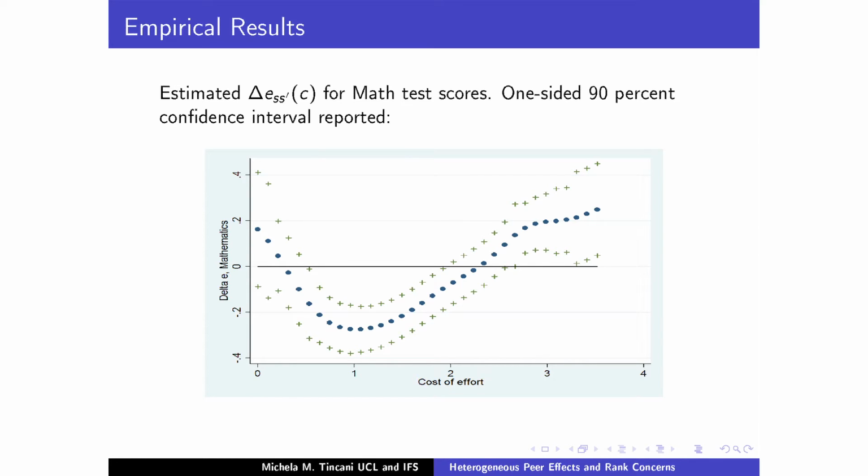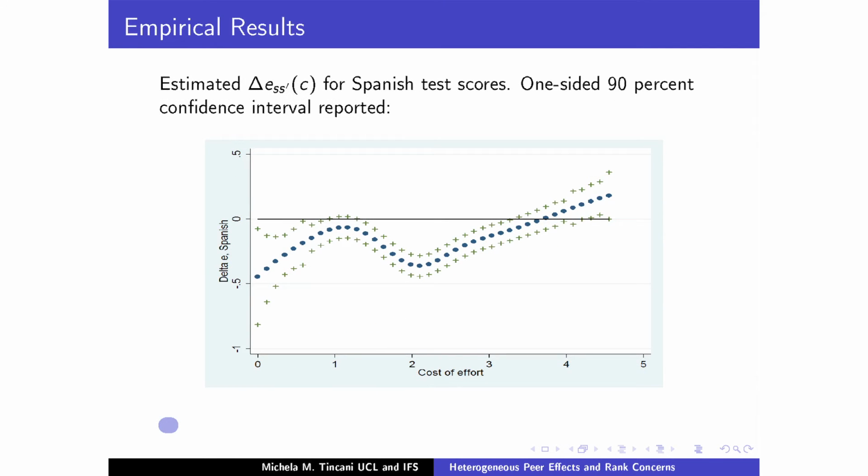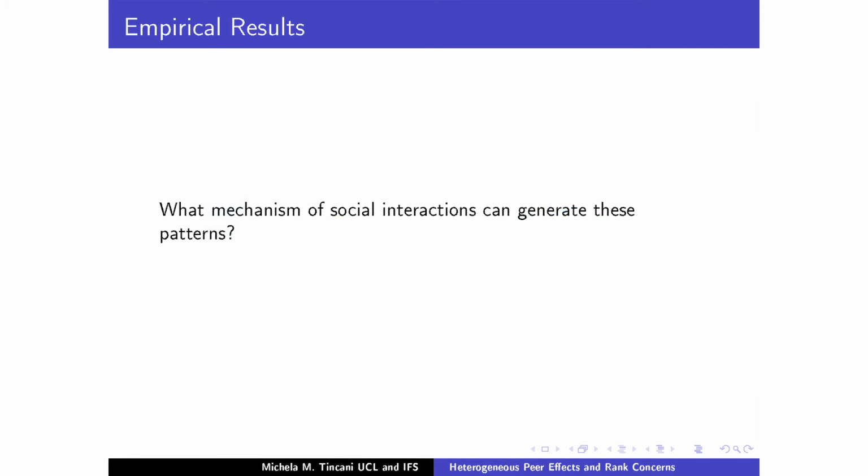And this is math test scores. So for math test scores, I'm like, okay, this is a pattern. What about Spanish test scores? It's a different pattern. For Spanish test scores, for people with low-middle cost, the effect of increasing the variance of ability in the classroom is negative. But for high cost, low ability students, it's positive. This one is not statistically positive. So it stays below or gets arbitrarily close to zero, but it doesn't go positive. So you might wonder, okay, what do those results mean? Which is what I wondered too. So the question is, what mechanism of social interactions can generate these patterns? They're kind of crazy and they're different between math and Spanish. Why is that?